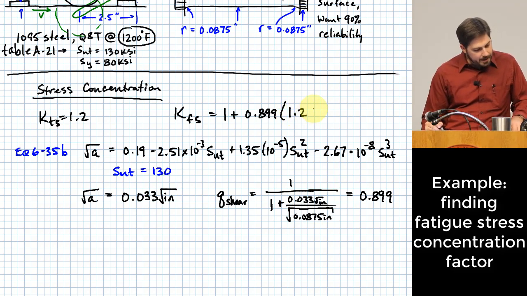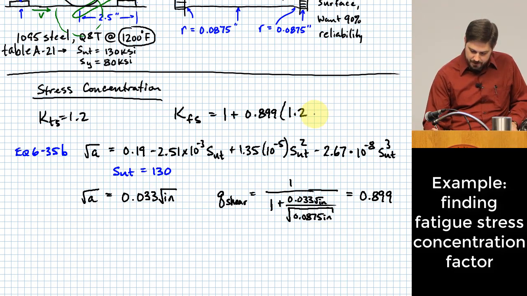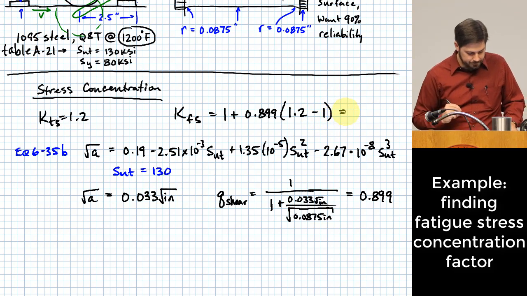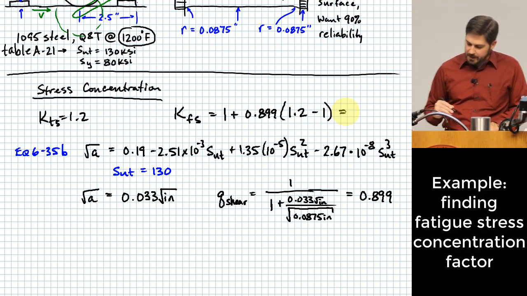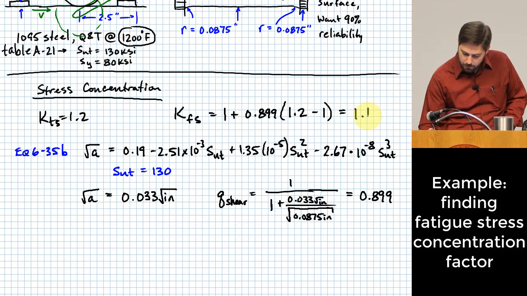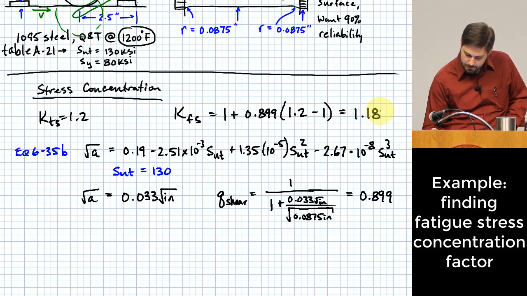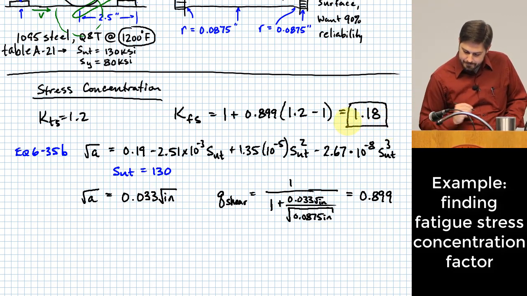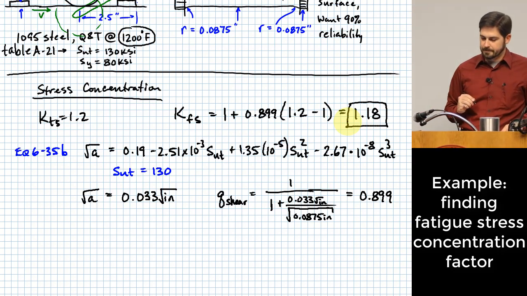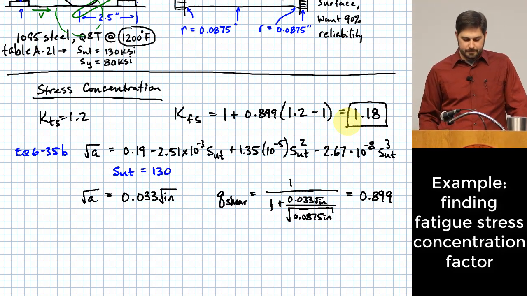All right. And what else do we have there? The rest of that equation is -1. And when we plug those values in, we get 1.18. All right, good so far.